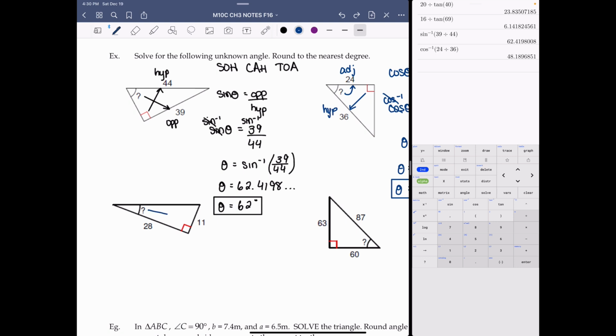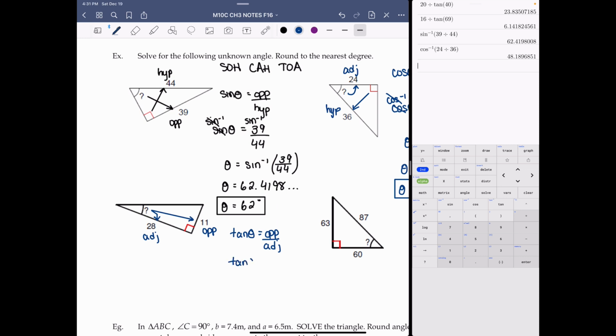Next one, 11 is across from our unknown angle. That would be the opposite side. And 28 is not the hypotenuse, but it's attached to our angle of interest, so it's the adjacent. The trig function that has opposite and adjacent is tan. Tan theta equals opposite over adjacent. Plug in what we know. Tan theta equals, the opposite side is 11, the adjacent side is 28.